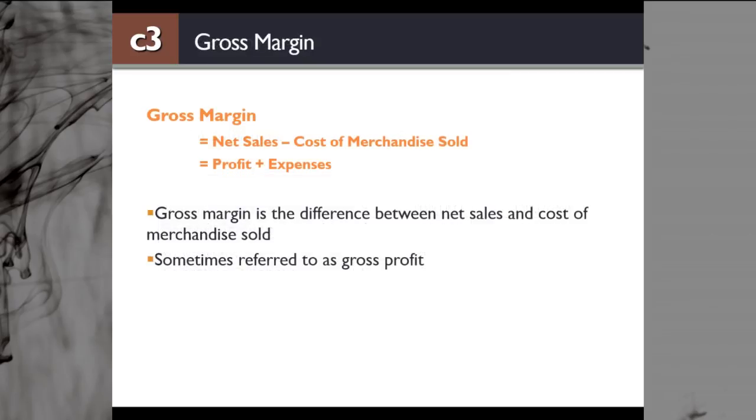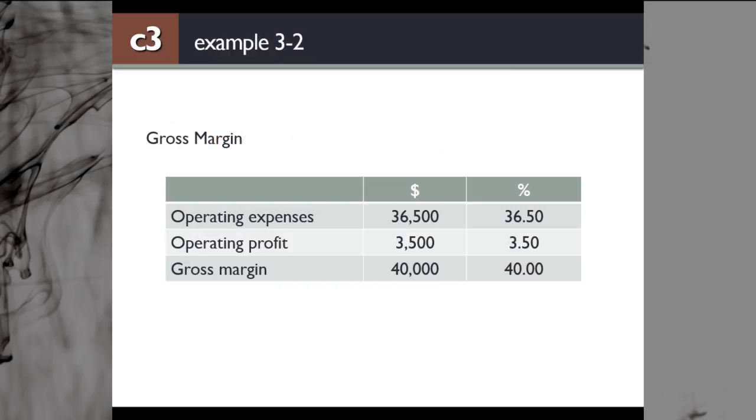So that's the difference between net sales and cost of merchandise sold, but that's before deducting the expenses. So sometimes that's called gross profit. That's because it's before deducting the expenses, but the difference between the net sales and cost of merchandise sold is called gross profit or gross margin. So now you know how to calculate this gross margin. And let's look at another example.